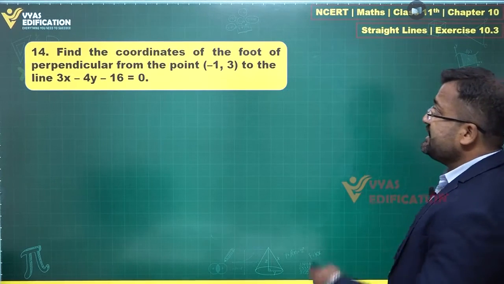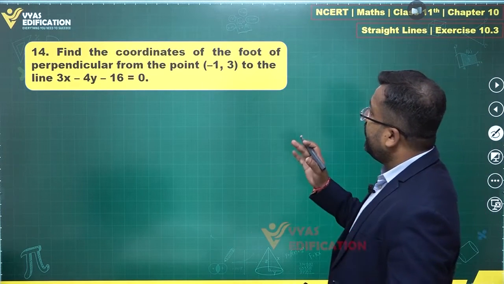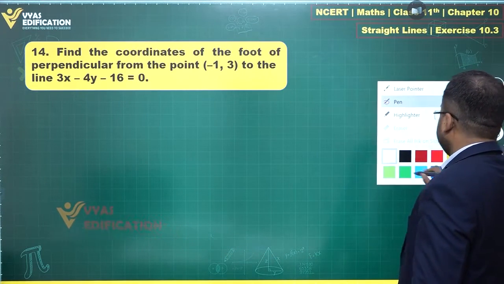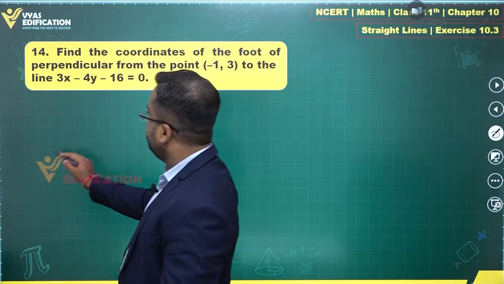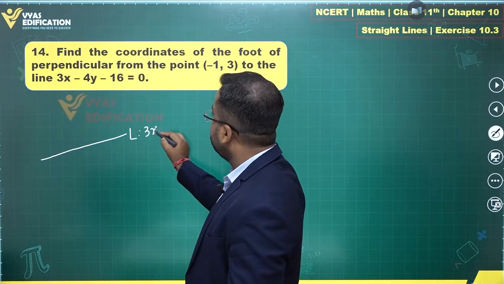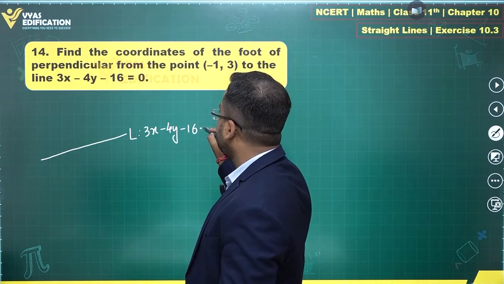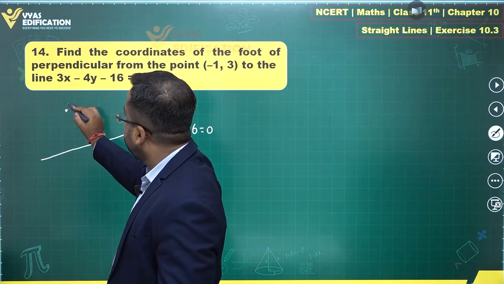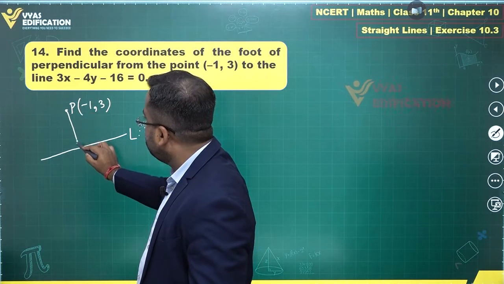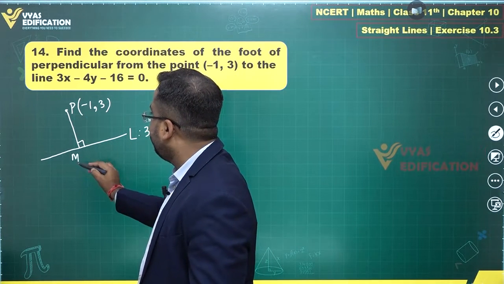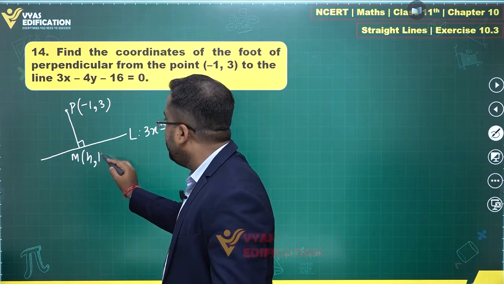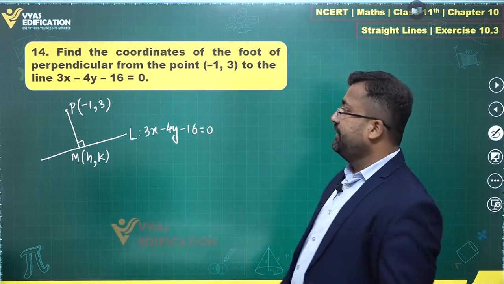The 14th question says, find the coordinates of the foot of the perpendicular from the point this to the line this. Pretty interesting, very important question, right? So if line L is given to be 3x minus 4y minus 16 is equal to 0, and this is point P, let's say which is -1 comma 3. What are we asked? We are asked to find this foot of the perpendicular M. Let's denote M by h comma k, and we'll find h and k somehow.